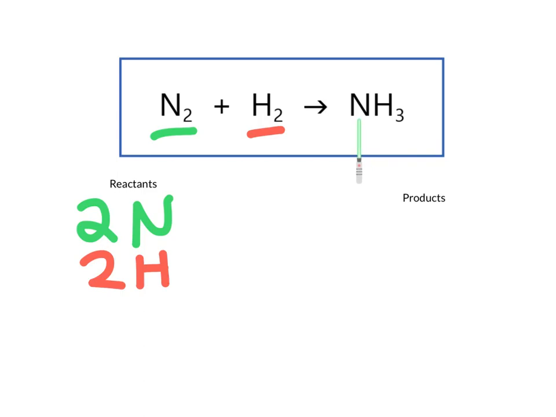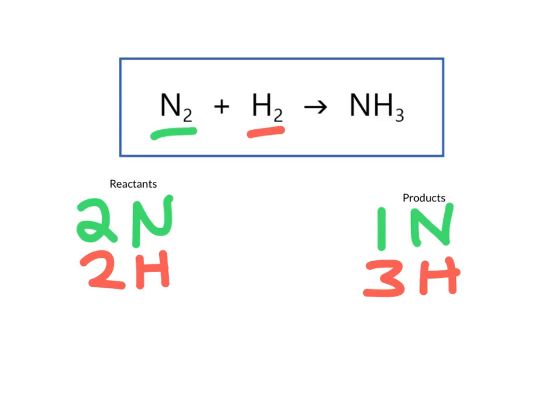We can tell that we have 1 nitrogen atom because there's an invisible 1 here and an invisible 1 here. 1 times 1 is 1. Now we can look at our hydrogen. Our hydrogen has 3. 3 times the invisible 1, that would be right here.